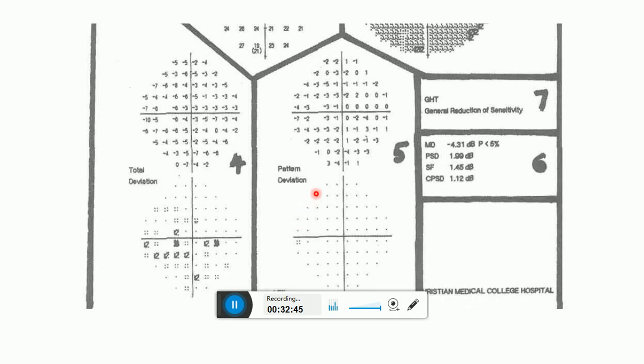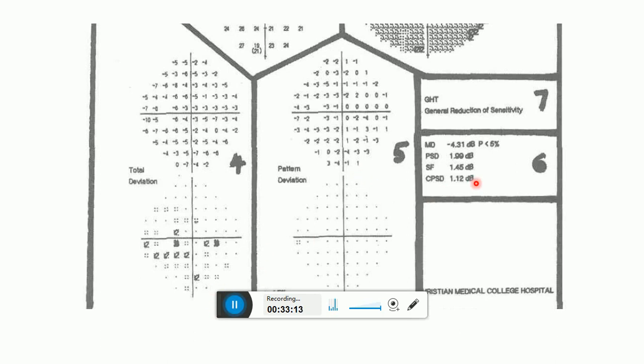This gives the pattern deviation plot corrected for generalized depression in retinal sensitivity, to highlight an underlying localized depression in the field. A generalized decrease in retinal sensitivity would mean a uniform decrease in the height of the hill of vision compared to a normative database.